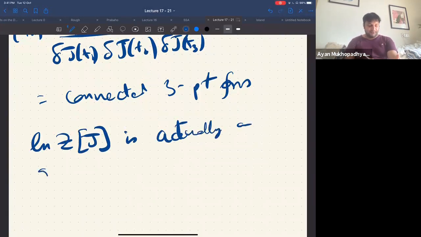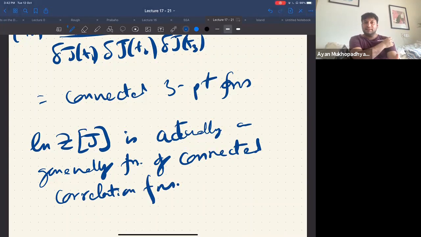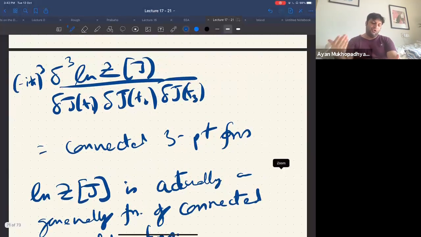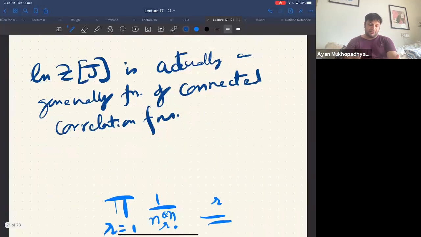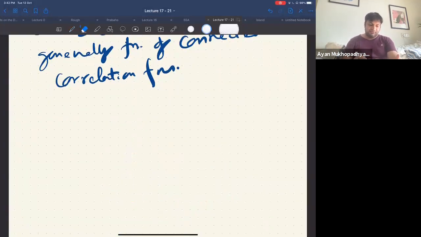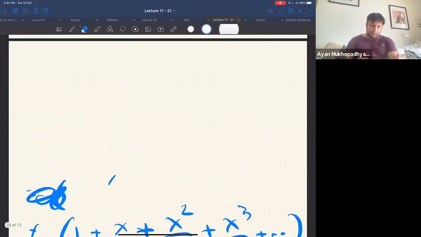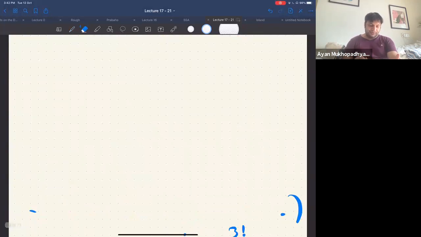So the point is that log Z[J] is actually a generating functional of connected correlation functions. Right? That's the statement. So if you want to generalize this to all orders, this is something that we wanted to prove last time, and we didn't complete the proof, and today I want to do that.